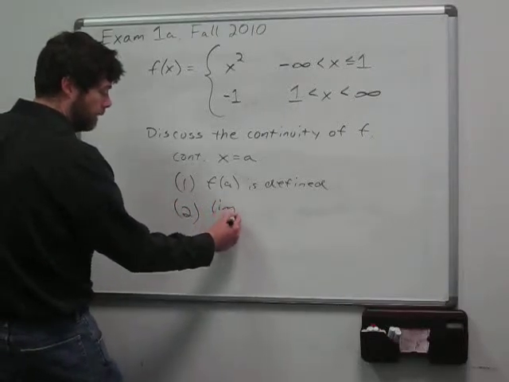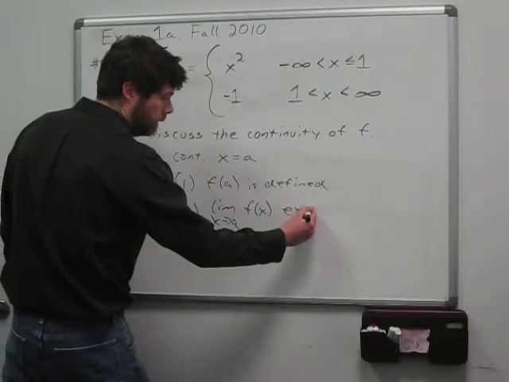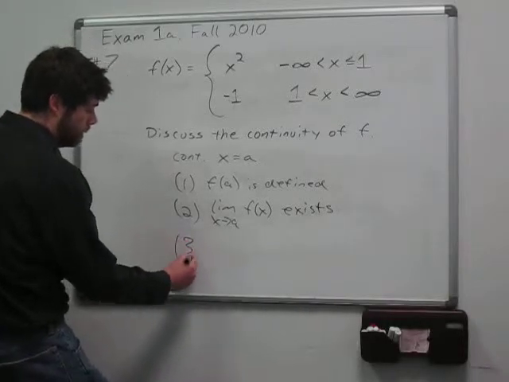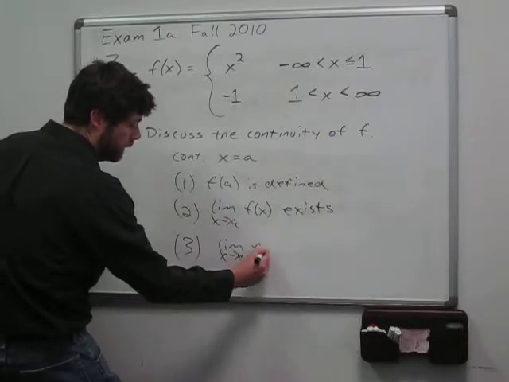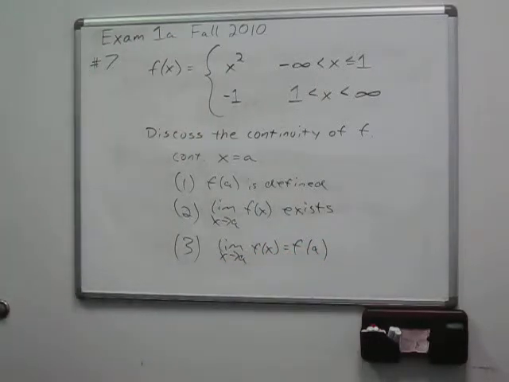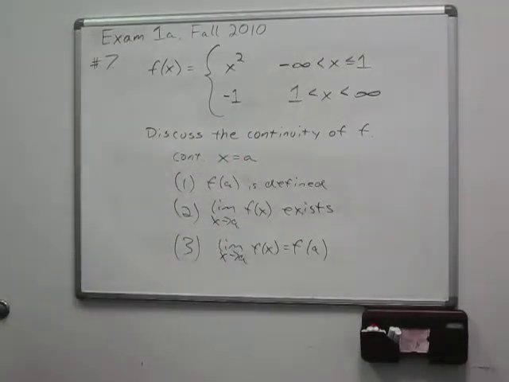Second, we require that the two-sided limit as x approaches a exists. And this condition prohibits any jumps or breaks or vertical asymptotes in our graph. And third, we require that the limit as x approaches a of our function is the same as the function value. And this condition prohibits any holes in our graph. Right? So for a function to be continuous at some x value, all three of these conditions must be met.